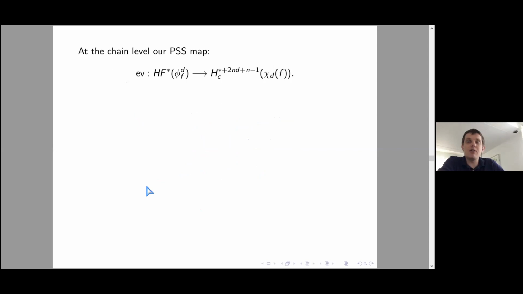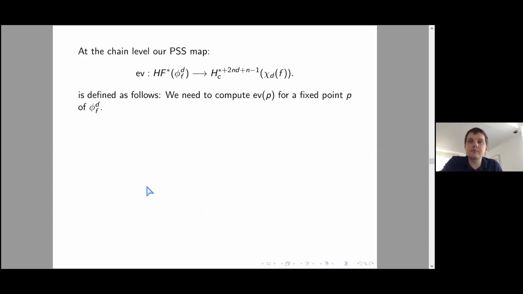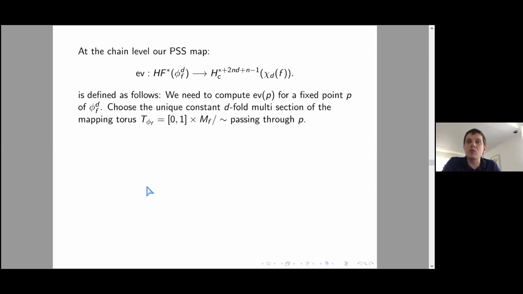Okay, so now let me describe this PSS map. I want to describe it at the chain level. So I want to compute what this map is at a fixed point of my symplectomorphism. And again, I'm not really interested in fixed points. I'm interested in sections. As I said, there's a correspondence between fixed points and flat sections of my torus. So the first thing I do is I look at the corresponding flat section.